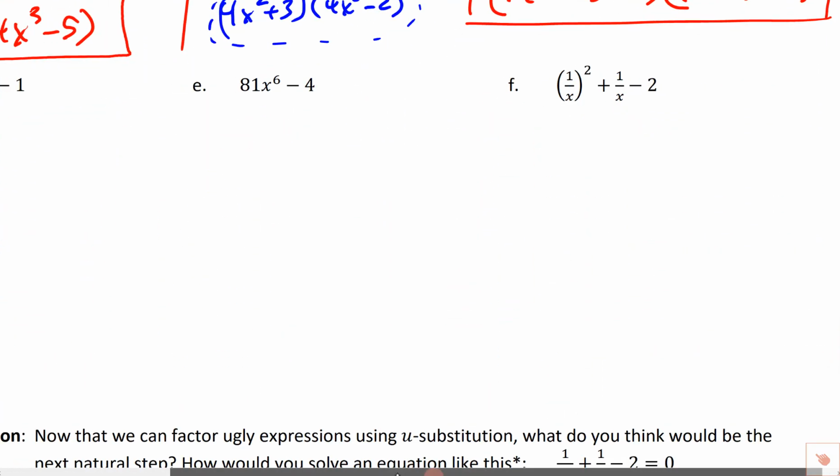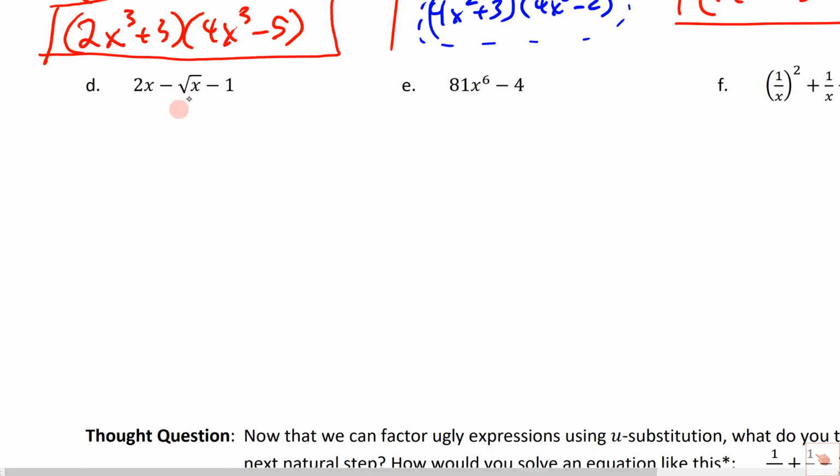Okay, we're going to come back over here and take a look at this one. We've seen something like this before. So the u is going to be the square root of x, because when I square the square root of x, I get x. So this is going to be 2u squared minus u minus 1. Again, it looks a little bit better. We're going to factor this. Again, this is where our factoring skills come in handy.